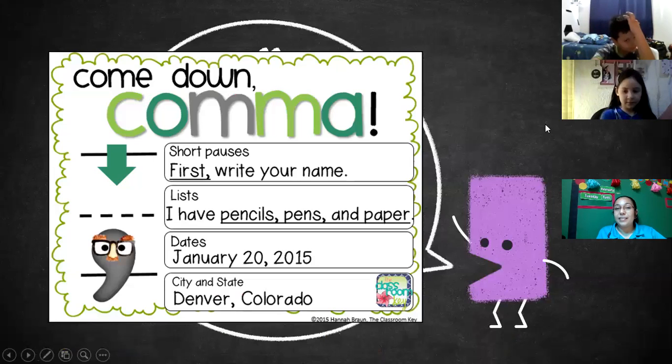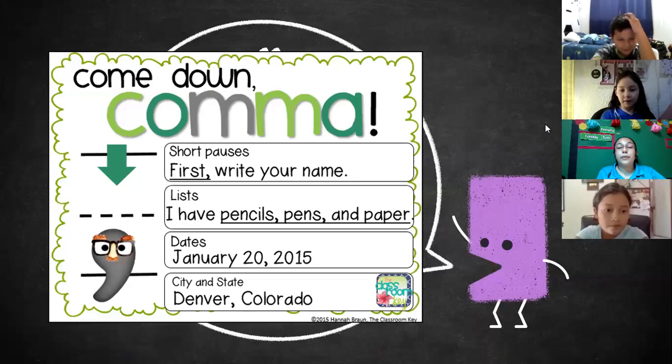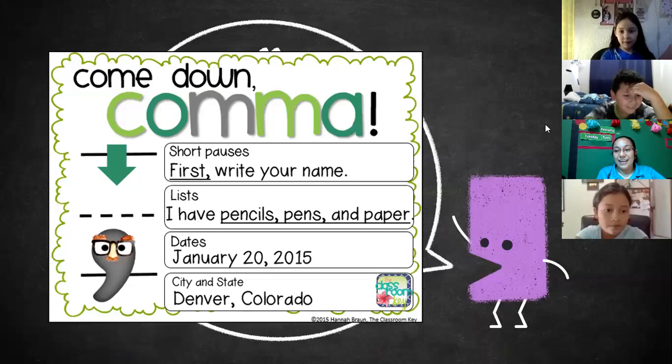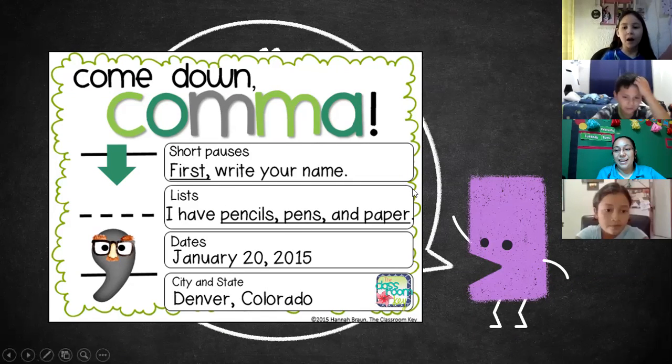Today is Tuesday, February 23rd, 2024. Excellent. Okay, so let's see. When you write the date, you also use a comma, okay? For example, you write the date Tuesday, comma, February 23rd, comma, 2021, period. Yeah? And these are the punctuation marks that we practice.